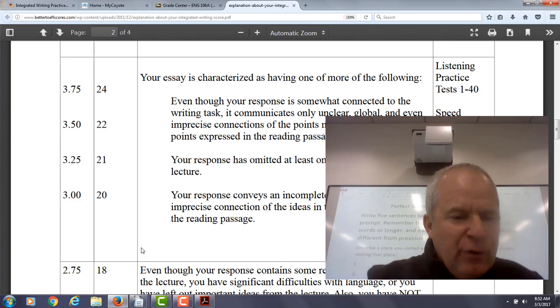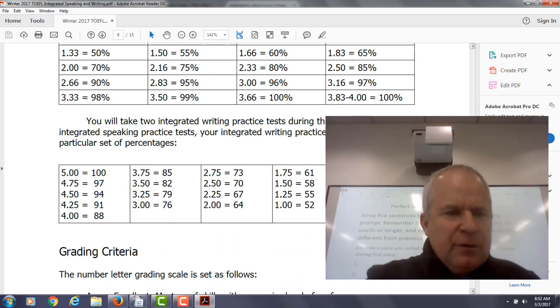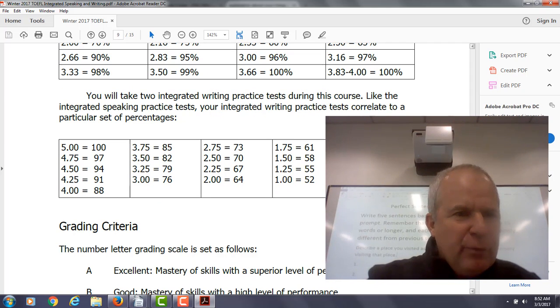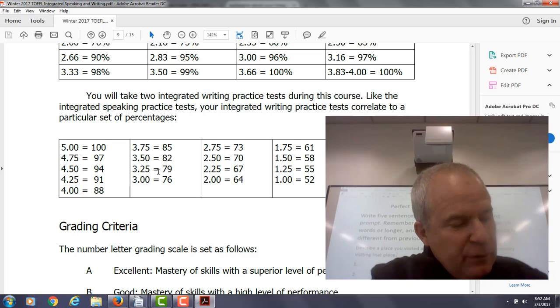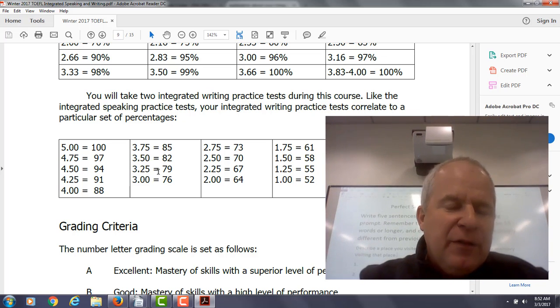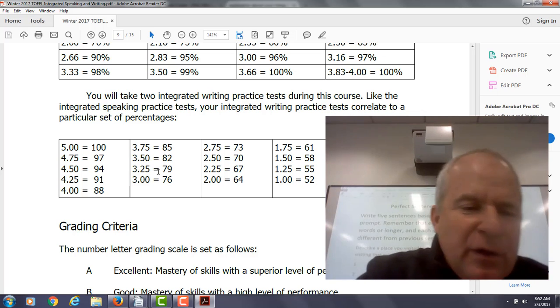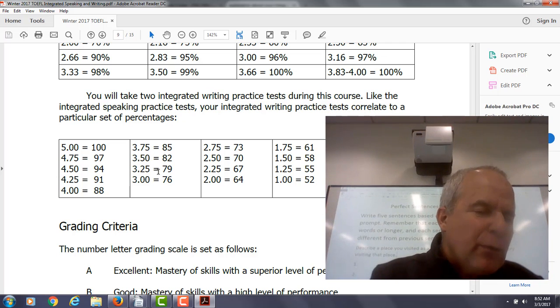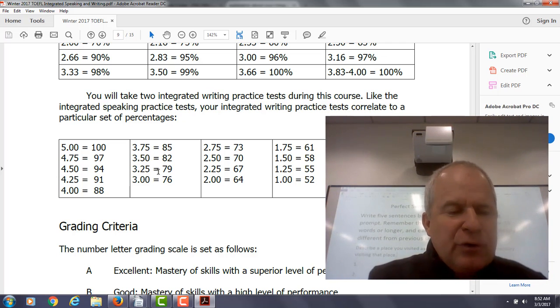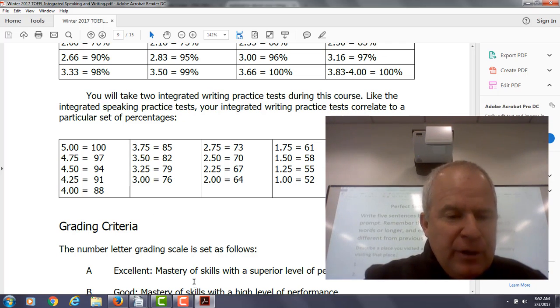Now, if we go into the syllabus, so you got a 3.25. What does that do? That's going to put you 79% on this assignment. So overall, I think you made some progress over the last couple of practice tests that we did. You're still sometimes having some difficulties trying to catch the main point of either the reading or the lecture, but you did a pretty good job expressing your ideas on this. So thank you for completing this assignment.